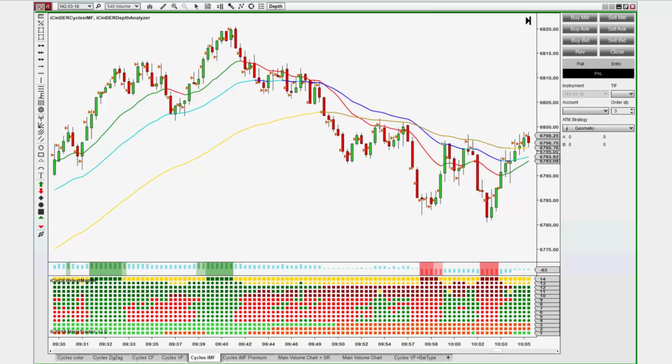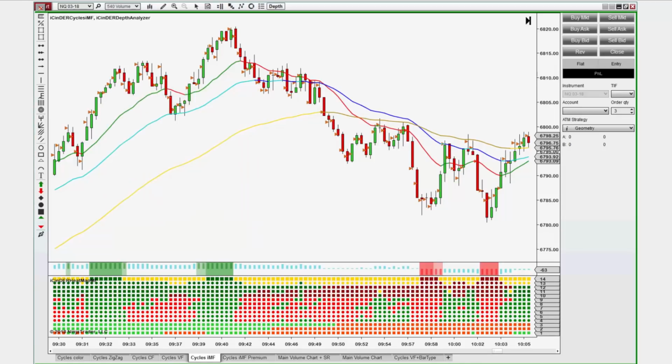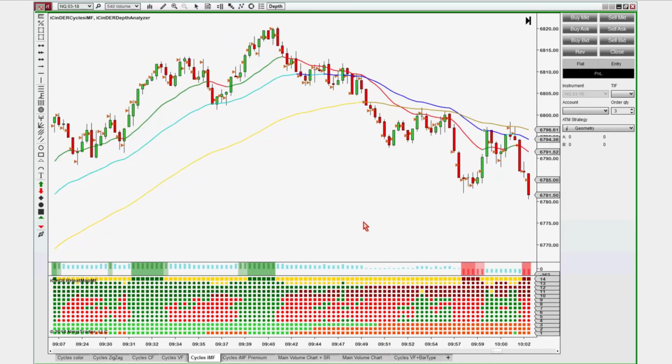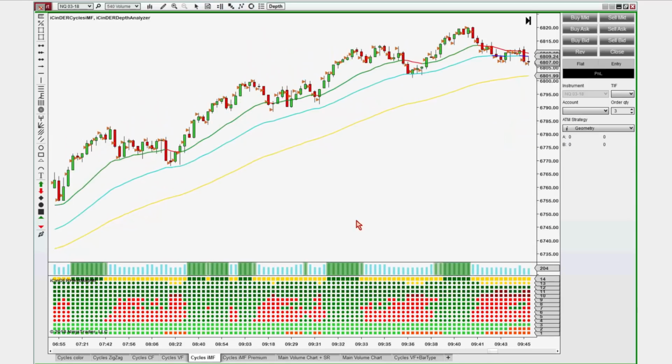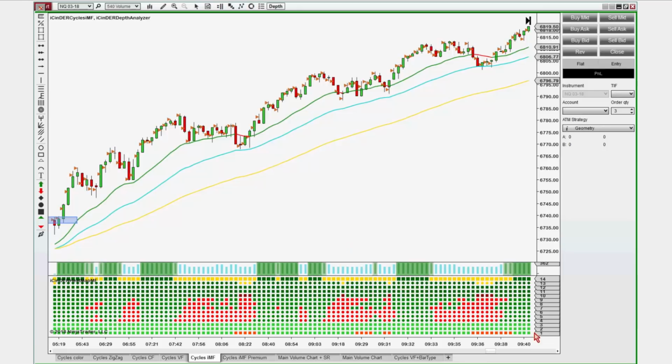Remember that I said the first three, 1, 2, and 3, 4, 5, and 6, deal specifically with cycle. But now we're looking at point of control slopes, and we're looking also at the relationship of the point of control to those lines that you see there. So let's kind of go like this. Go back in time. And let's see what we had there earlier, about 9:40.